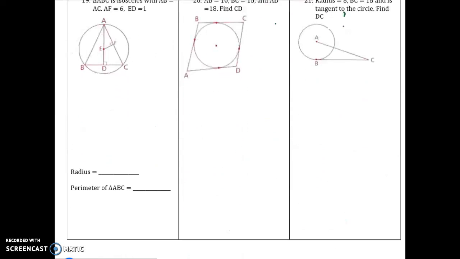Next one. Go ahead and skip this one. I left out some information, so it's kind of impossible.